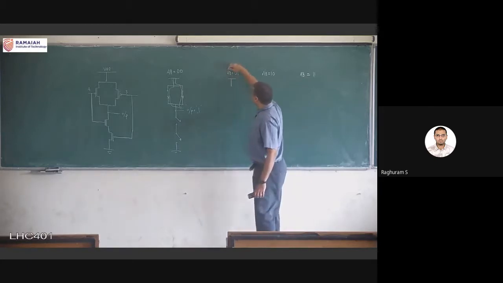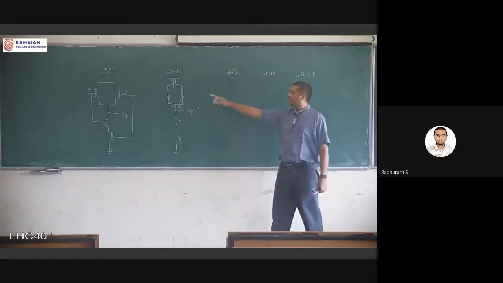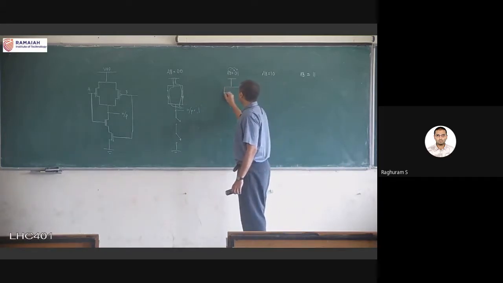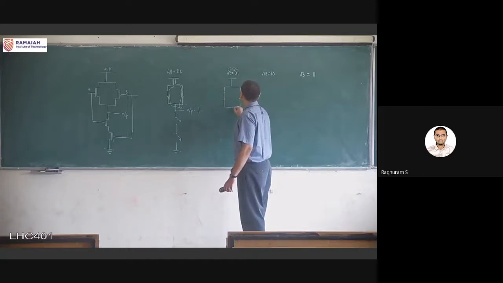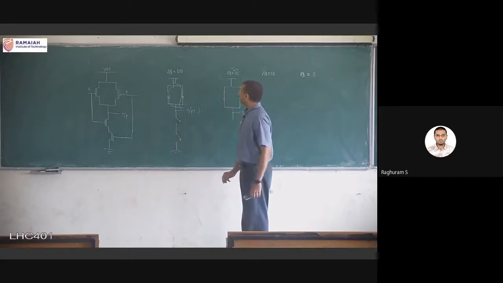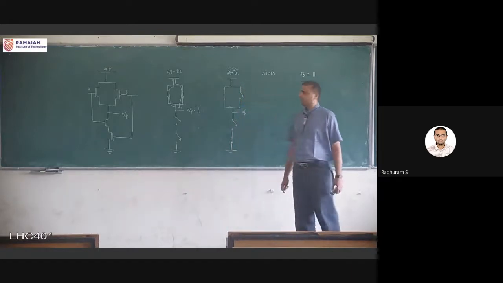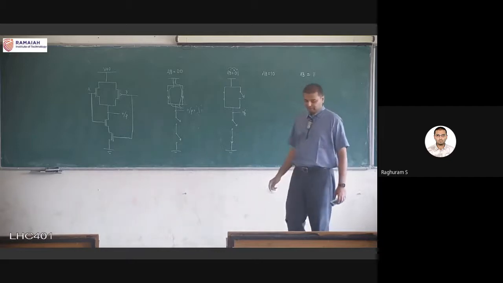Okay, so A equal to 0 and B equal to 1. Wherever you have A and B, A equal to 0 means that the left hand side PMOS transistor is conducting, the right hand side PMOS transistor is not conducting. Then for the NMOS side, the first transistor is not conducting and the second transistor is conducting. Okay, so this is the equivalent circuit.